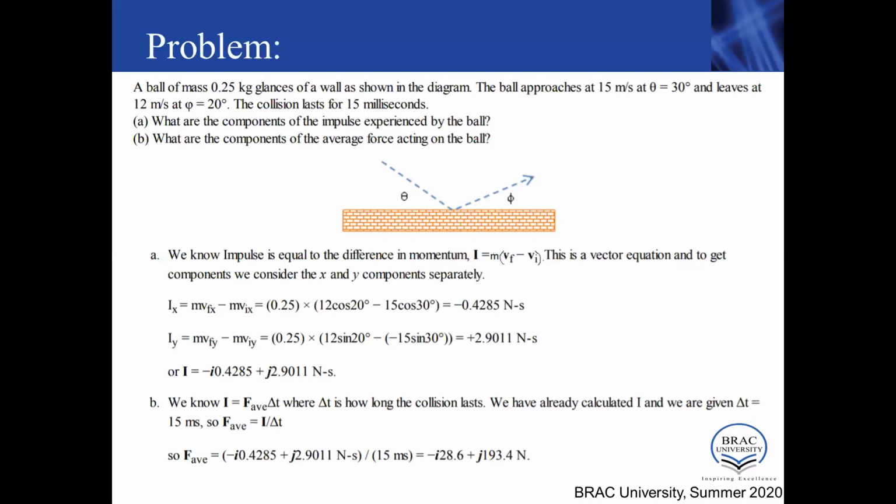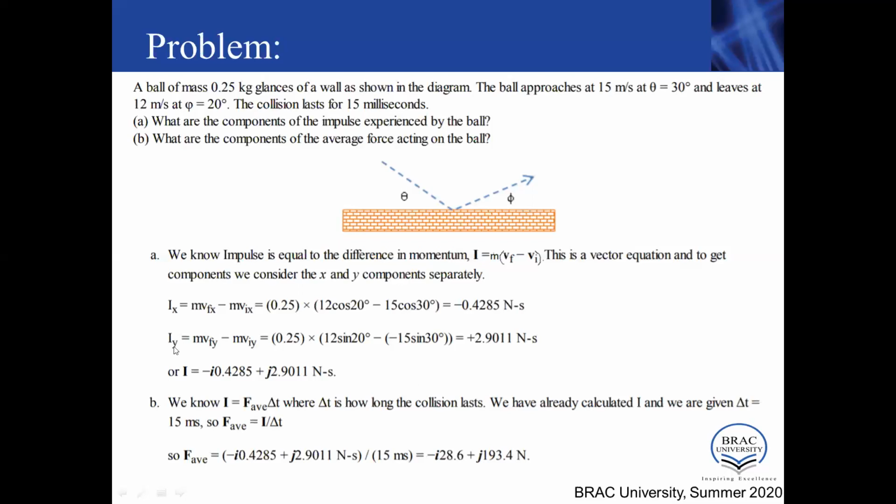The x component of the impulse equation is Ix equal to m vfx minus m vix, where vfx represents the x component of the final velocity and vix is the x component of the initial velocity. After solving, the final velocity has x component 12 cos 20 degrees, and the initial velocity has x component 15 cos 30 degrees. So finally the x component is minus 0.4285 newton second.